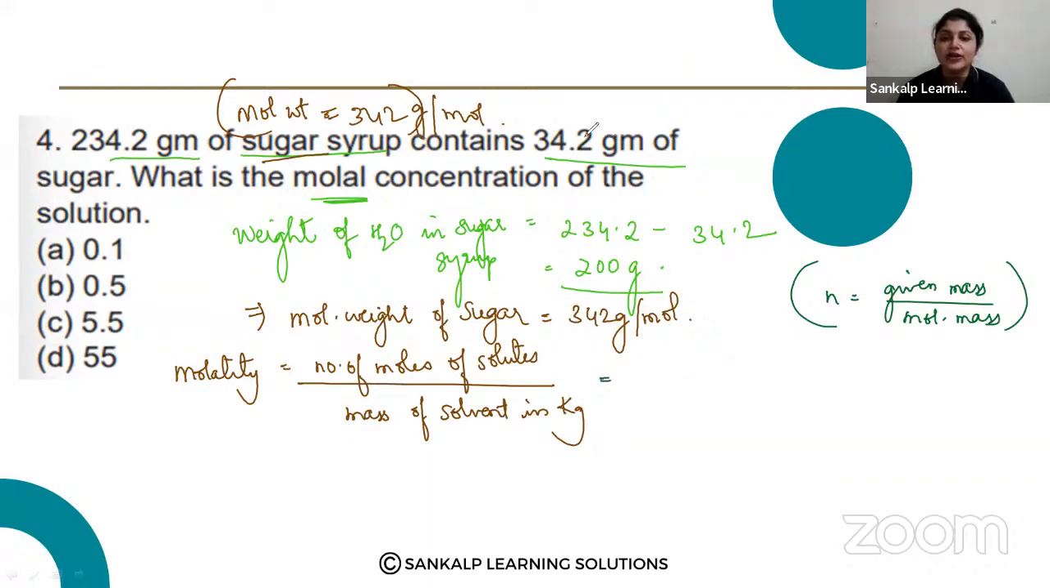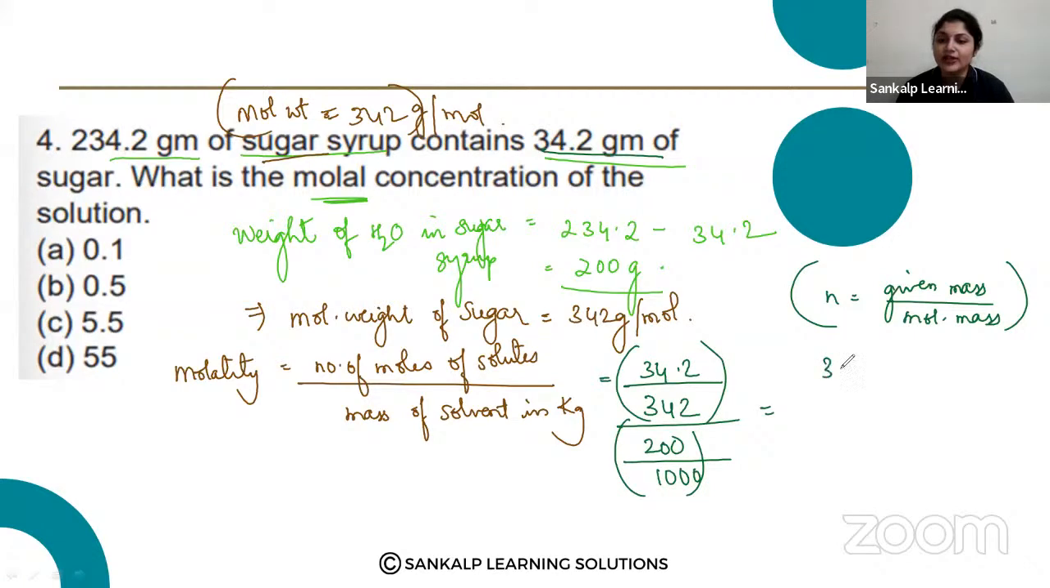Now what is number of moles of solute? Given mass is 34.2. What is molecular mass? Molecular mass is 342. Into what is mass of the solvent? Mass of the solvent is 200. It is in grams, so you have to divide it by 1000. So this you have to rearrange and write as 34.2 by 342 into 1000 by 200. See what you'll get.